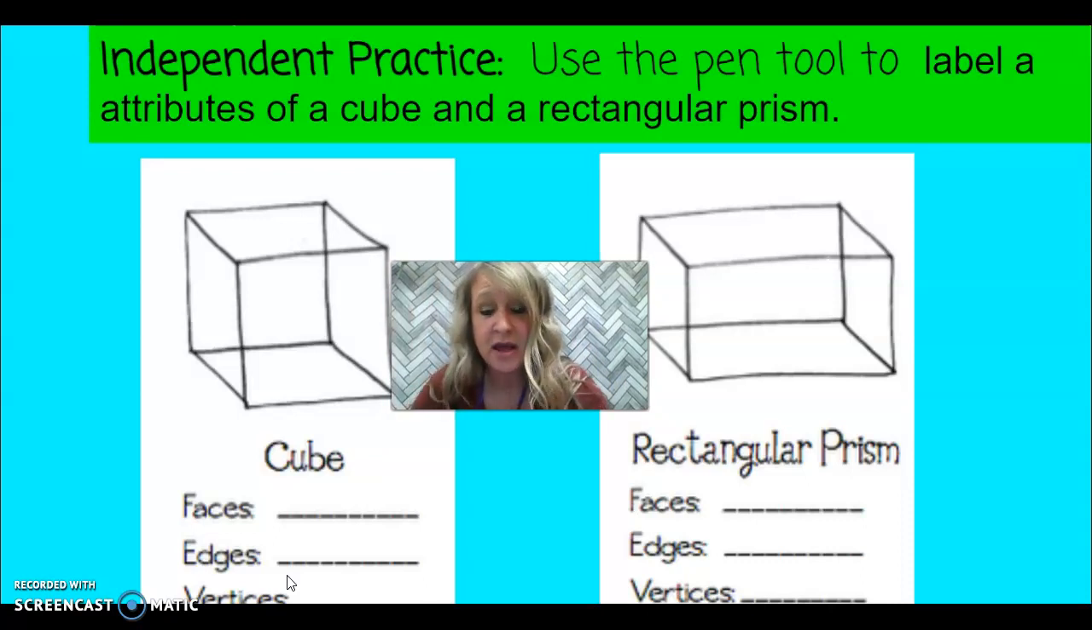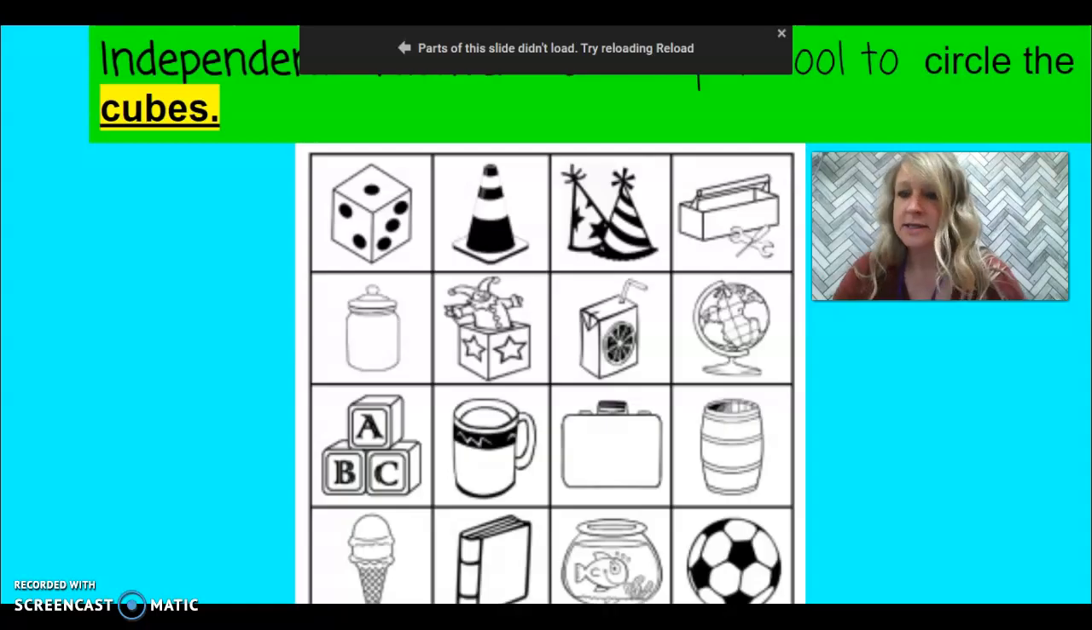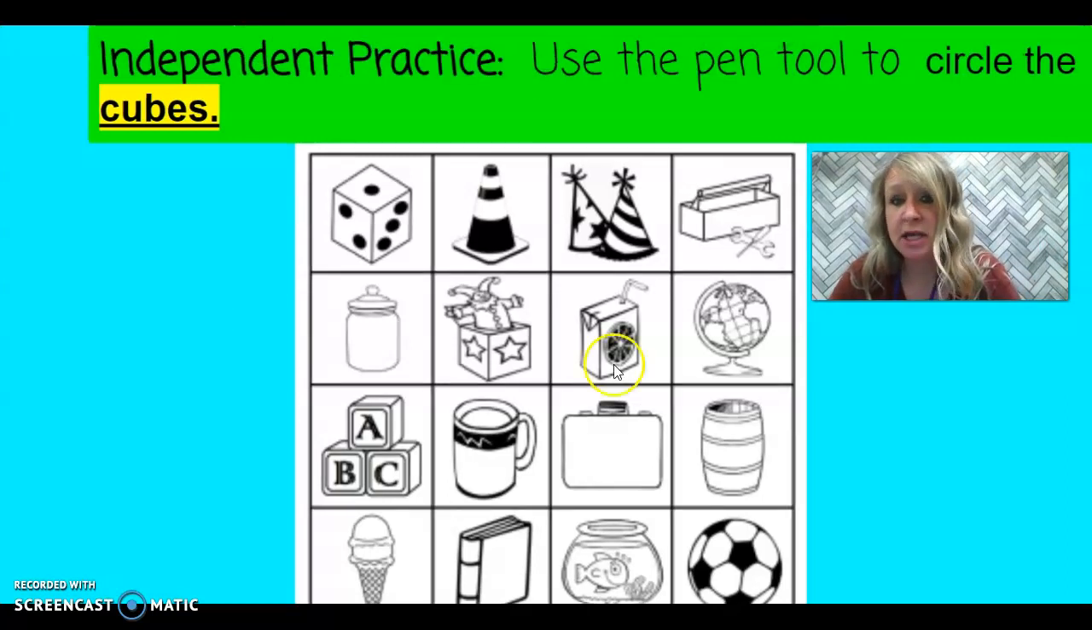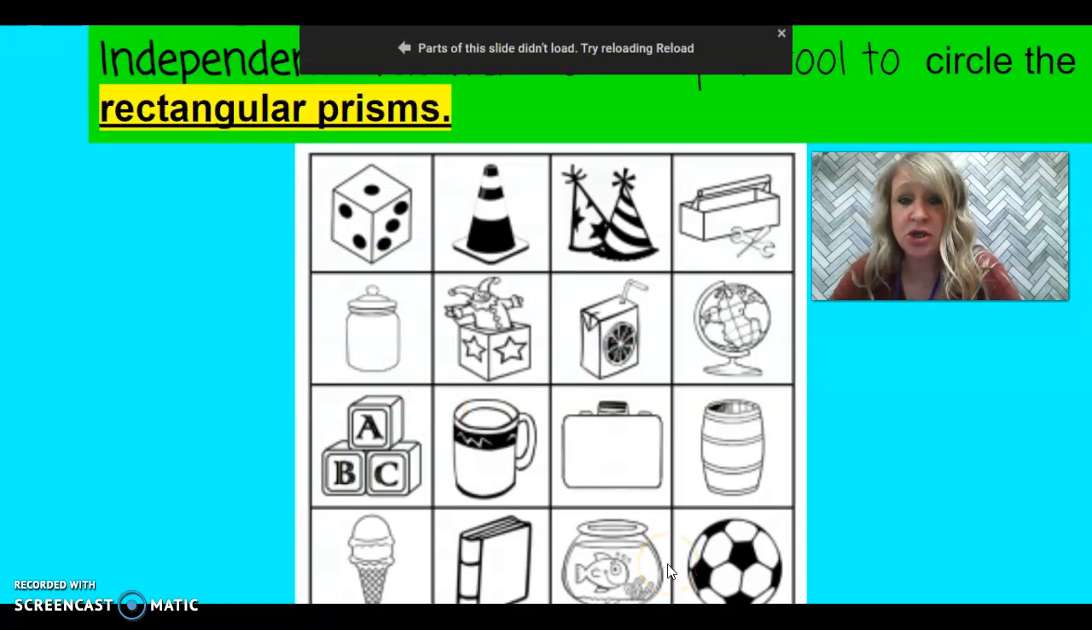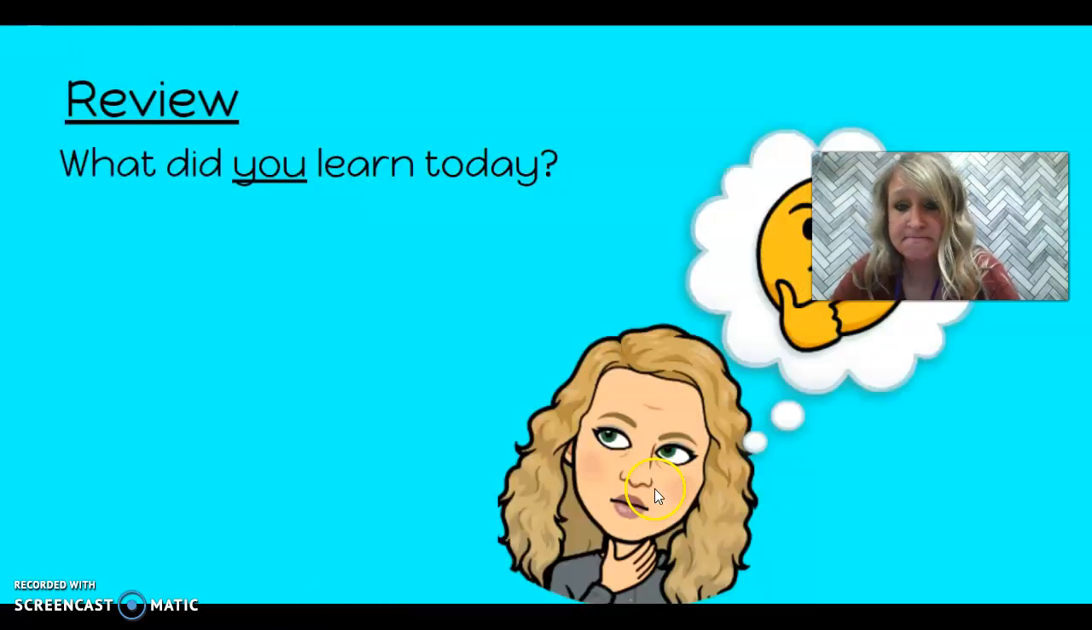All right, when you are finished labeling the attributes, you are going to, sorry about that, technical issues today. So when you are finished labeling the attributes, you are going to use the pen tool to circle all of the cubes in the picture. And then on the next page, you're going to circle all of the rectangular prisms.